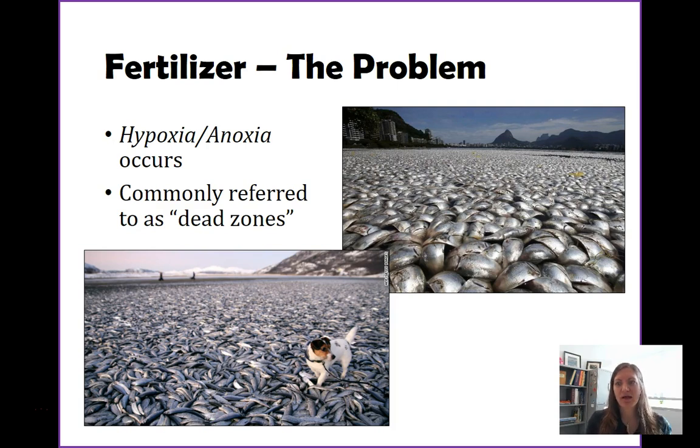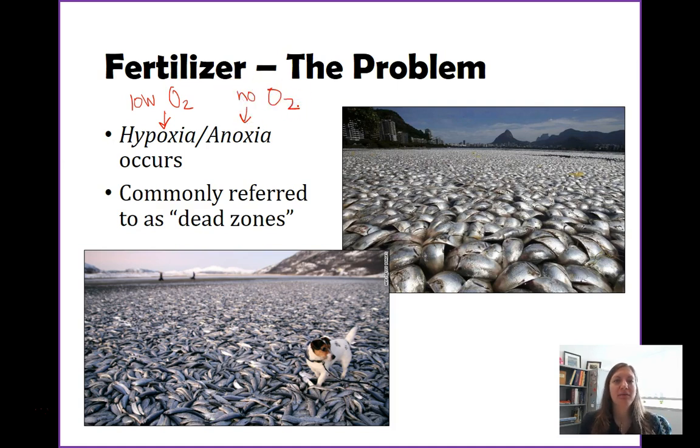Not only is this bad for people like us because maybe we wanted to eat those fish, but you just lost a whole food resource in the ecosystem. Now these conditions, the conditions without having oxygen, is referred to as hypoxia or anoxia. Hypoxia just means low oxygen, whereas anoxia means no oxygen.